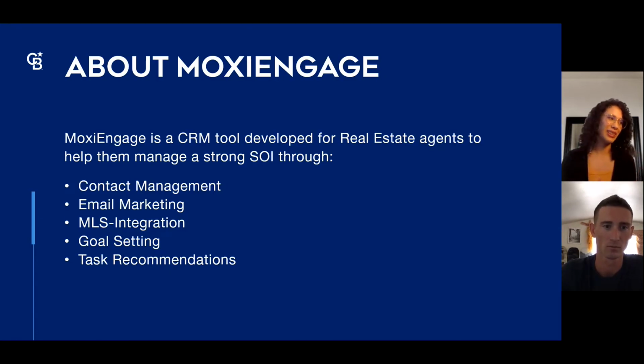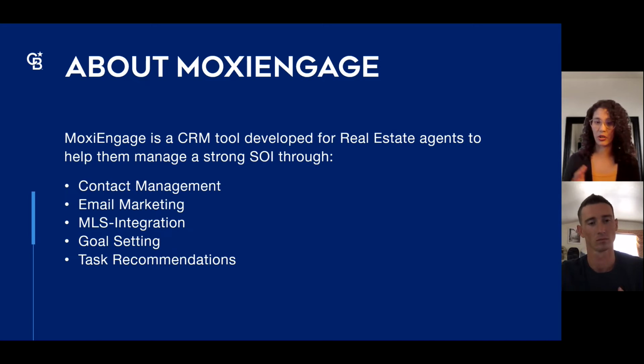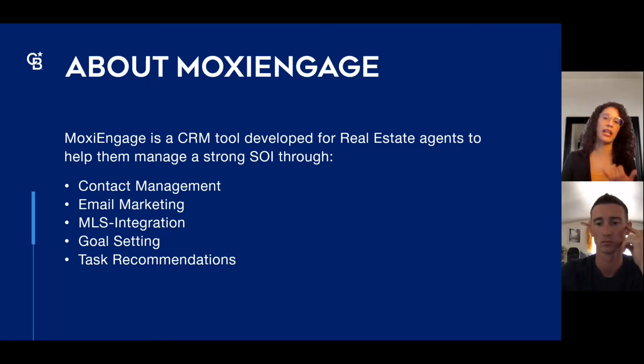So CRM is our contact records management. This is where Engage will be, where you'll be able to update all your contacts, email marketing, MLS. It is connected to your MLS, so it'll be able to access all of your current listings, past sales. If you have an open house, you'll be able to create stuff on that as well. So it's already integrated with your MLS.